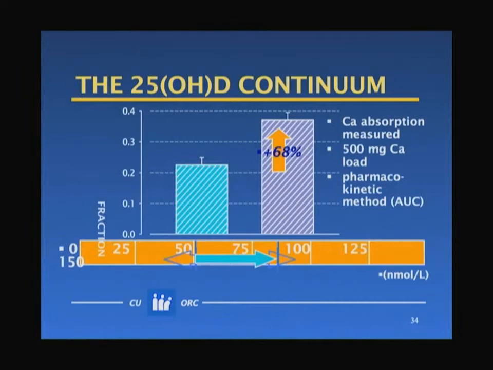Now, the reason why we originally published 80 nanomoles as the level that was needed to enable calcium absorption fully was that's where it seemed to plateau for us. Now, for other effects, we're going to find plateaus at different levels. So there's nothing magical about 80. It just seems to be that's where it is.